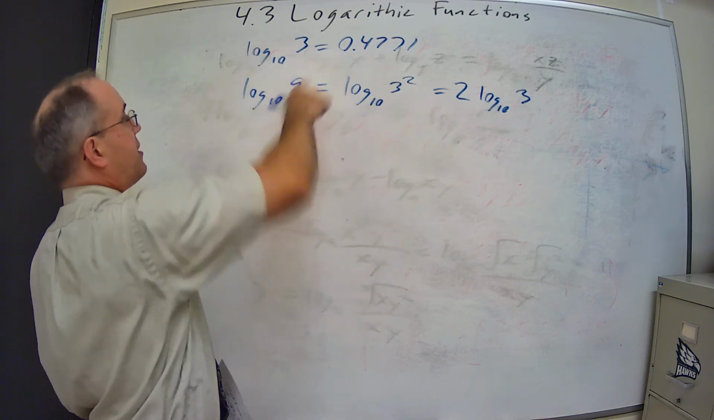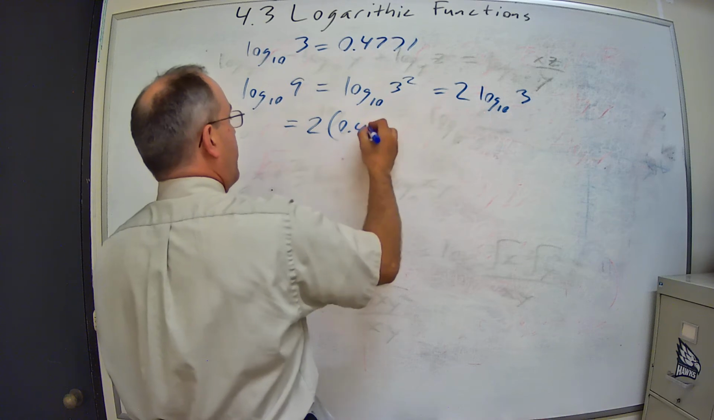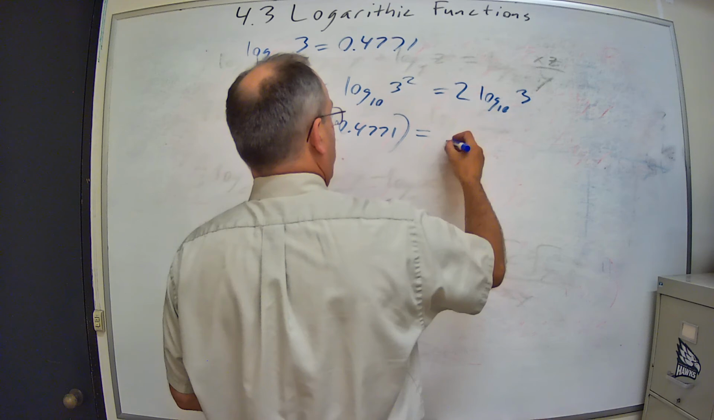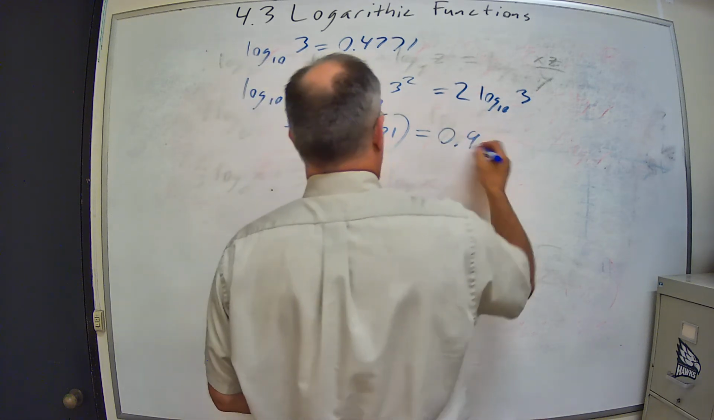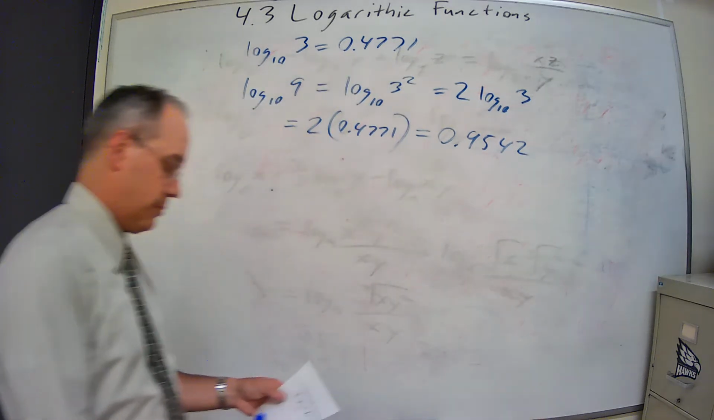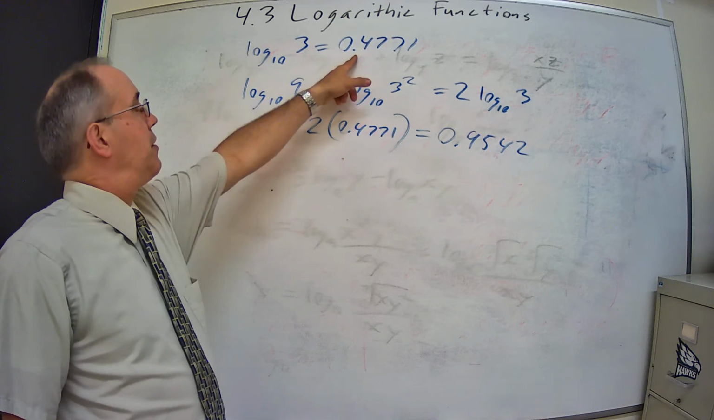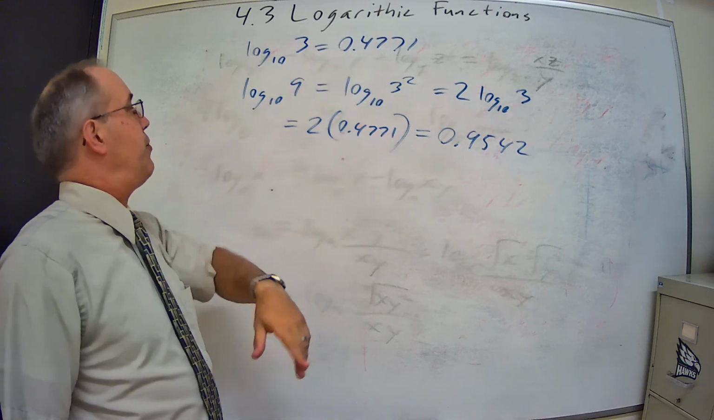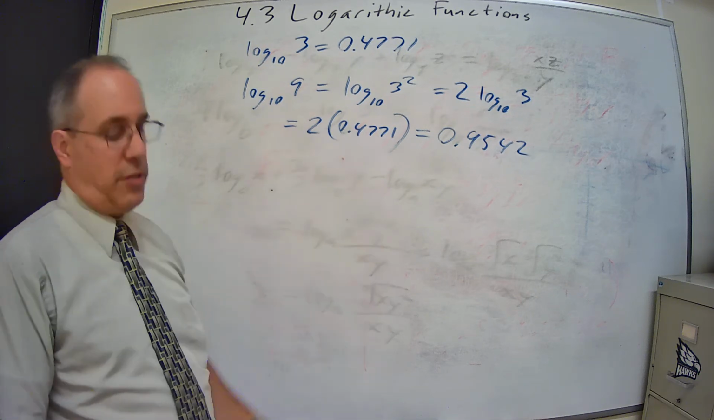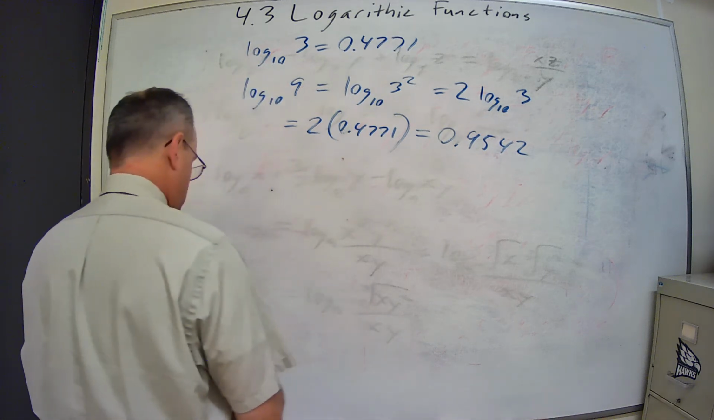And then we know what log base 10 of 3 is, so it's equal to 2 times 0.4771, which is equal to 0.9542. So we knew log base 10 of 3 was 0.4771, and we were able to use that to find log base 10 of 9 by using some of the things that we had. Let's try another one.